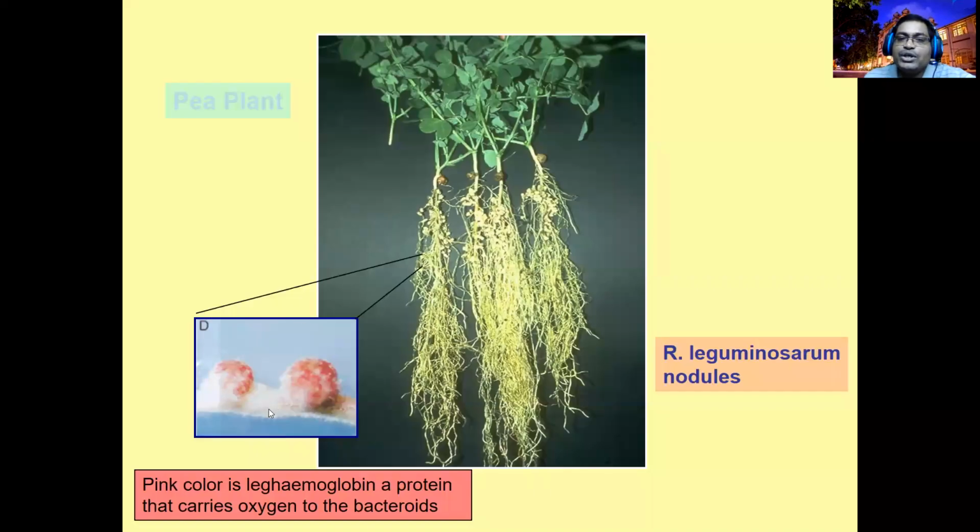These are the legume nodules. There are 2 types of structures. One we call knots, or galls, which are produced by the nematode. This is a nodule. So you should be very careful.